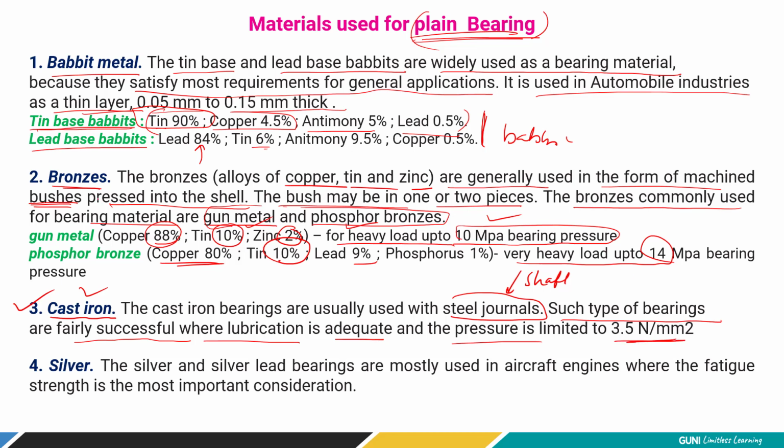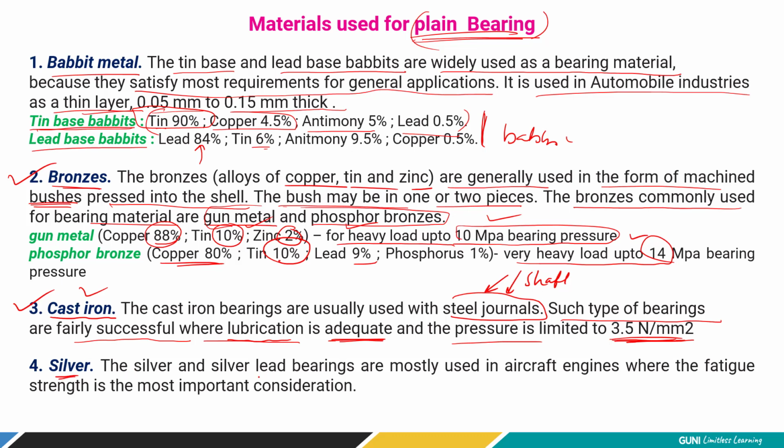So here you can compare: the bronze material is going to take very heavy pressure, but cast iron is going to take a minimum pressure, or you can say moderate load conditions, right? So it is used when a steel journal is used, right? And you have to provide the lubrication. It is a requirement, okay? Now the fourth is silver material.